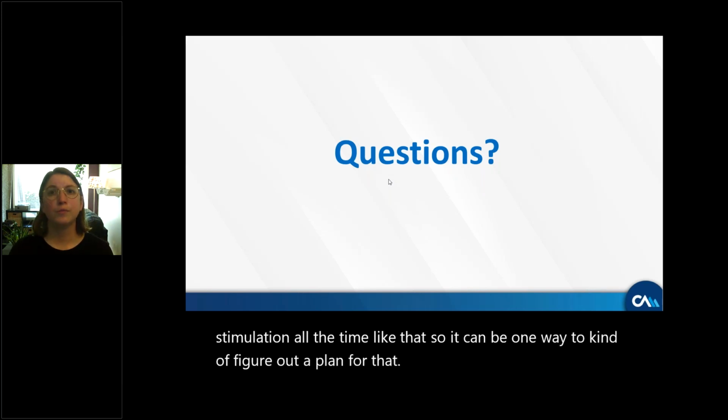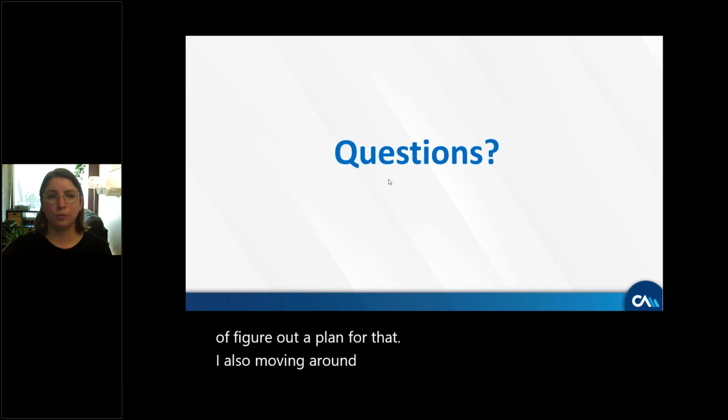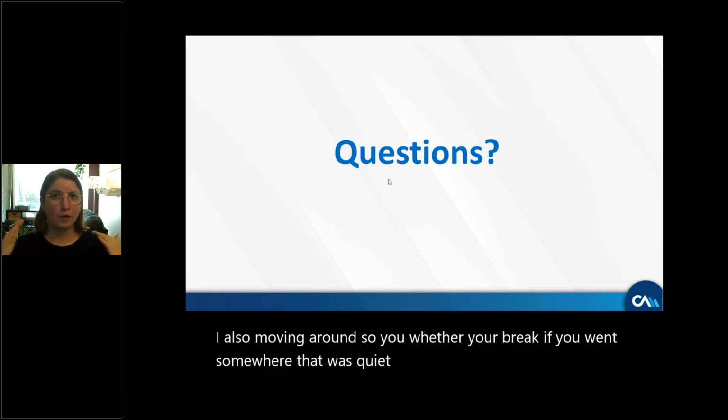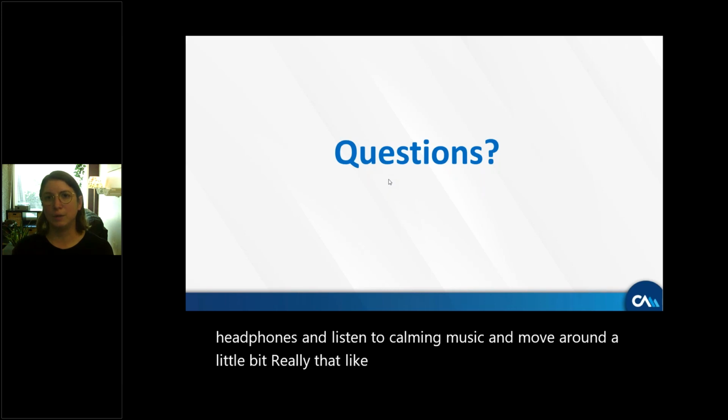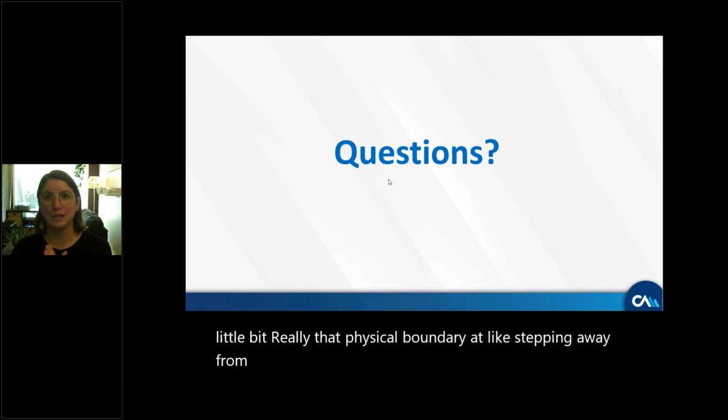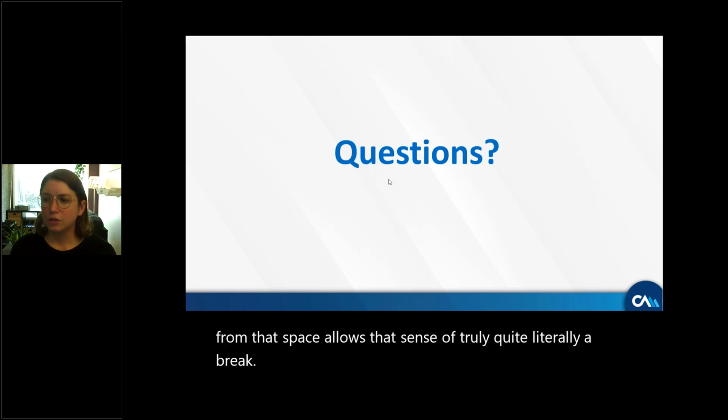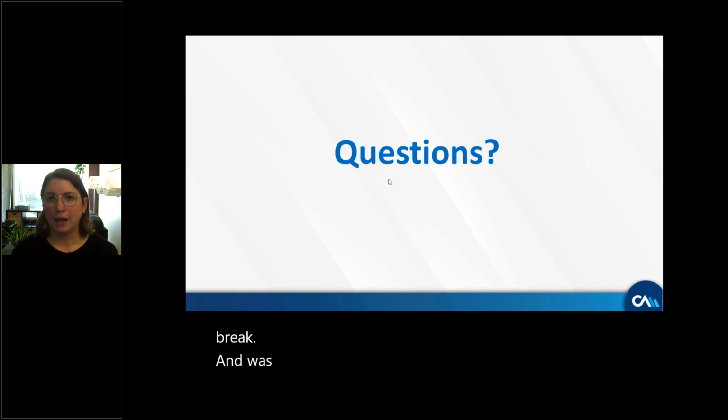Also, moving around. Whether your break is somewhere quiet, or if you have headphones, you can listen to calming music and move around a little bit. Really, that physical boundary of stepping away from that space allows that sense of truly, quite literally, a break. And with stress eating too, someone asked about that.